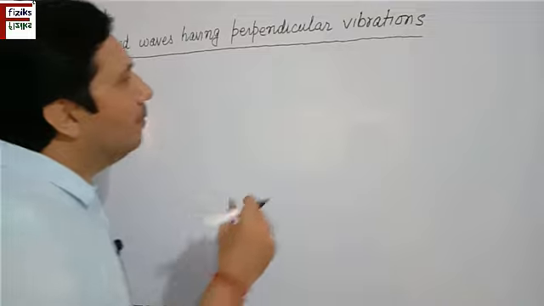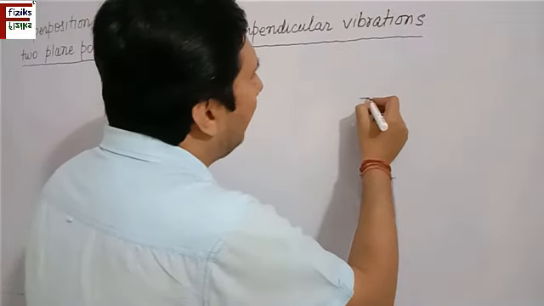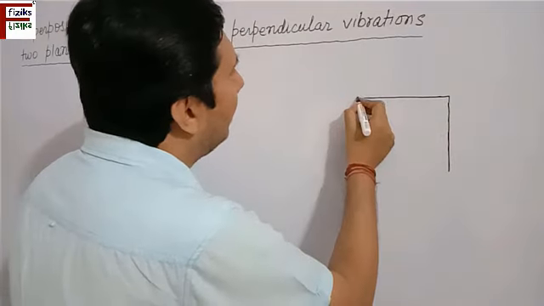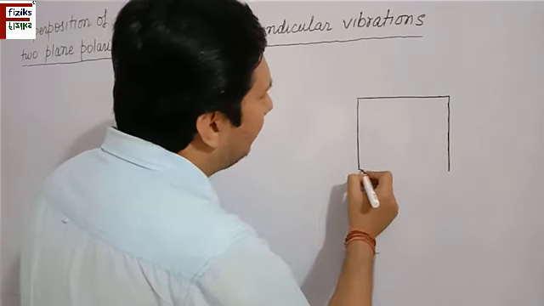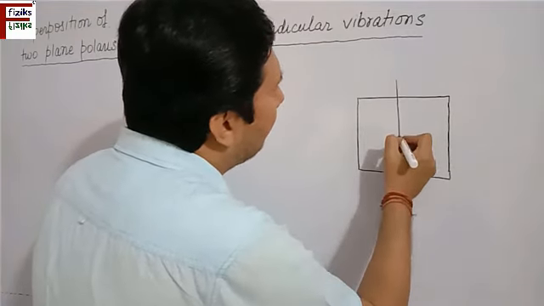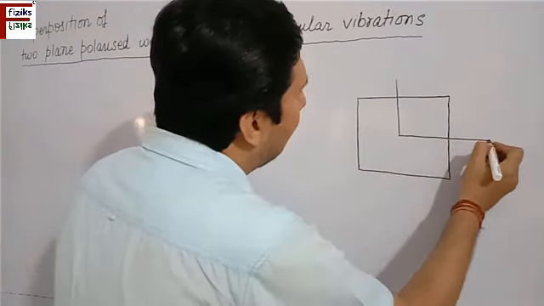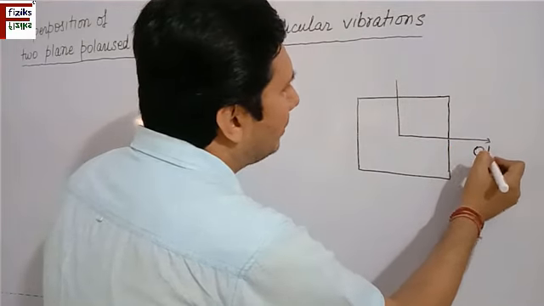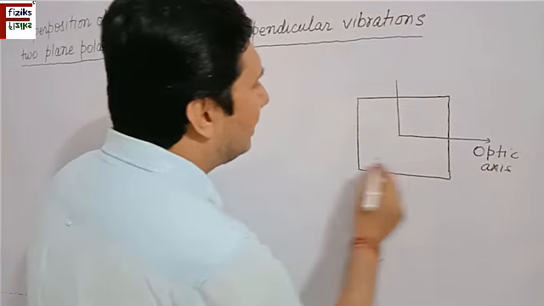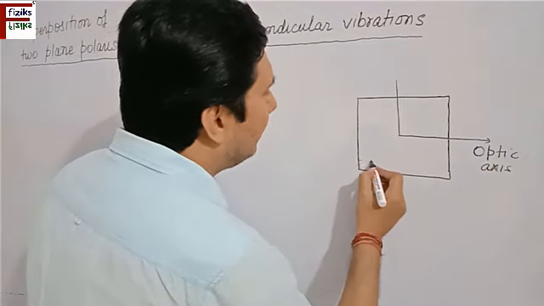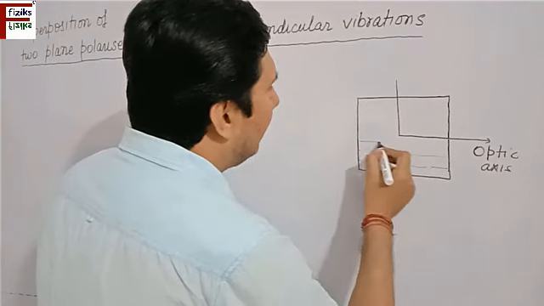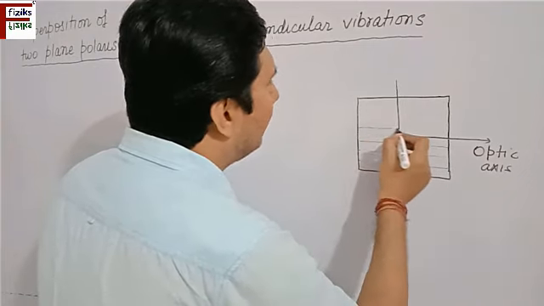So first I am assuming that we have a calcite crystal, which is cut in such a way that its optic axis is parallel. This is the optic axis, and this optic axis is parallel to the surface. So this is the direction of the optic axis here. So the optic axis is parallel to the surface.